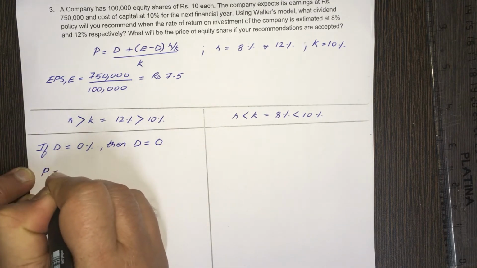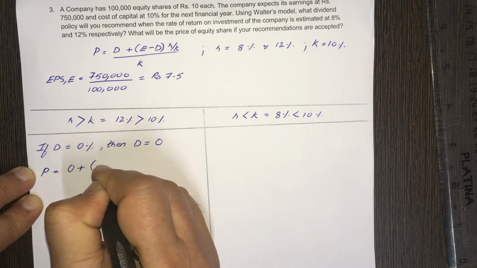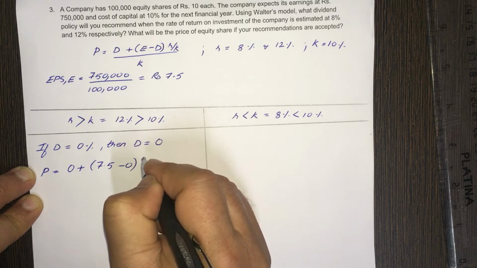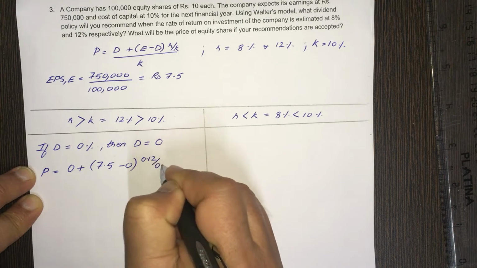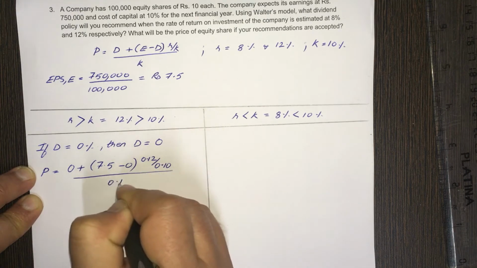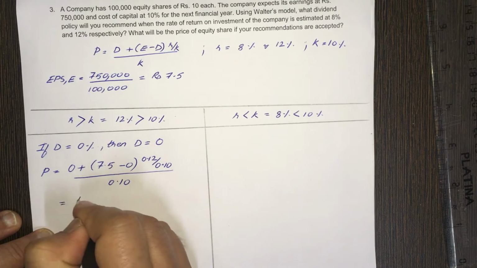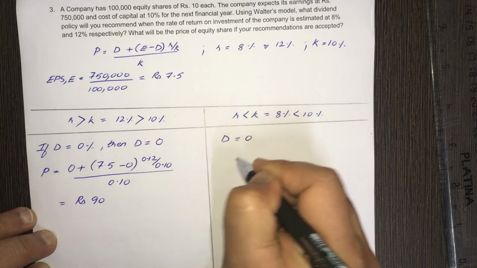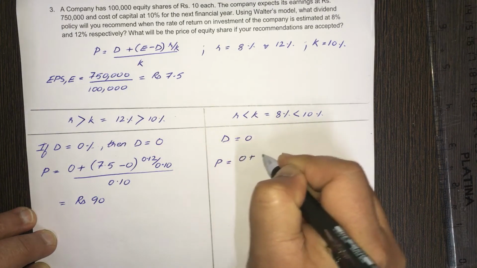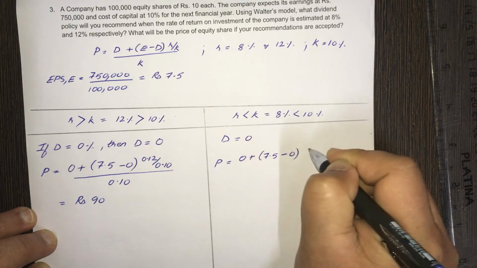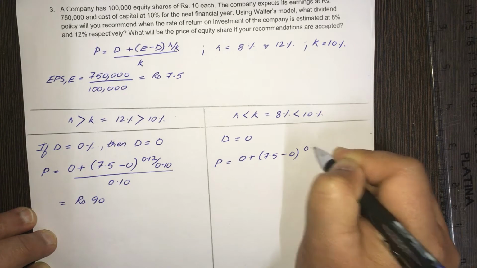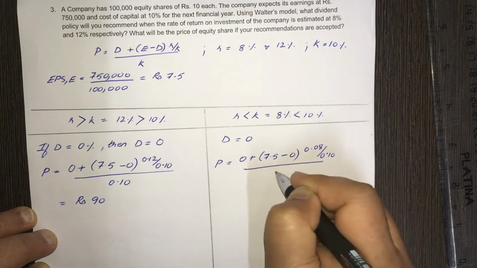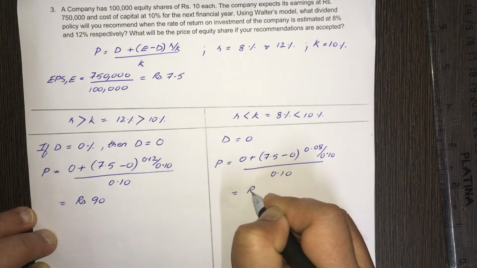So find out what is P. P is equal to 0 plus what is E? E is 7.5 minus 0 into R. What is R? 0.12. This is for growth firm, divided by 0.10, the whole thing divided by 0.10. When you solve that, you'll get rupees 90. Same thing here when D is equal to 0 for declining firm. So 0 plus 7.5 minus 0 into, now this is declining firm, so R is lesser than K at 8% and K is 10%. When you solve that, you'll get rupees 60.